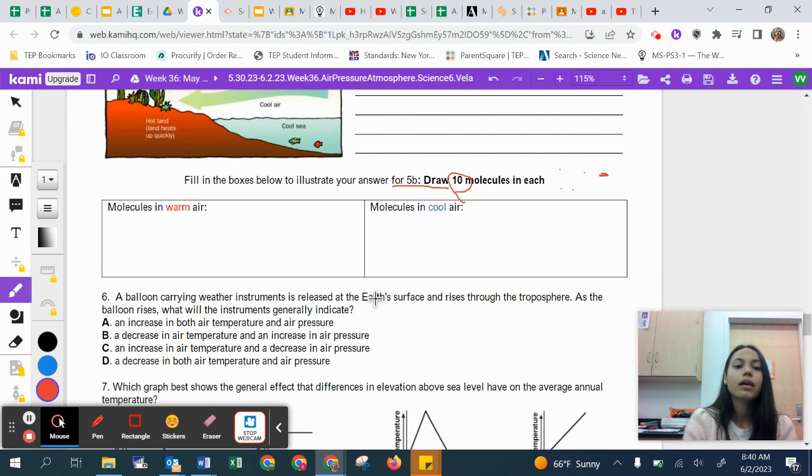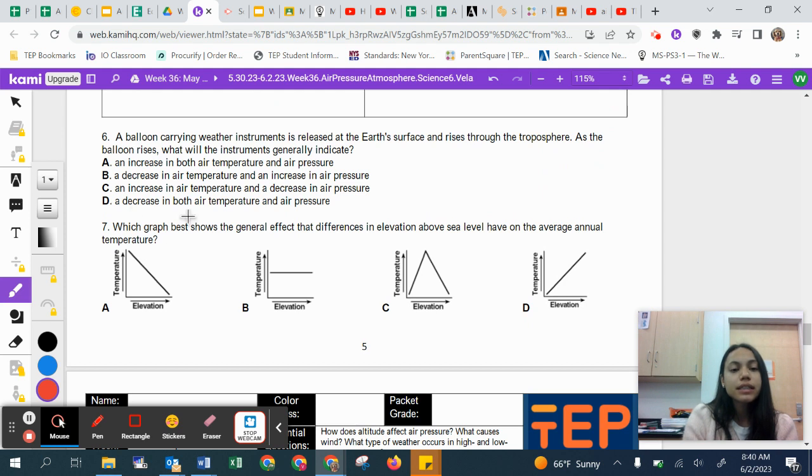Okay. So number 6 and 7, for 6 and 7, you need to just read and answer. It's multiple choice, and I need you to authentically think about it. So let me read these out loud. If you need this read out loud, then cool. If you don't, then cool. So a balloon carrying a weather instrument is released at the Earth's surface and rises through the troposphere. As the balloon rises, what will the instruments indicate? So meaning, what will the instruments say? Like, what will they tell us?